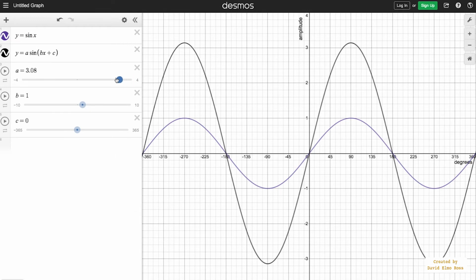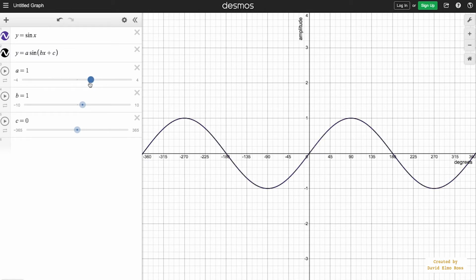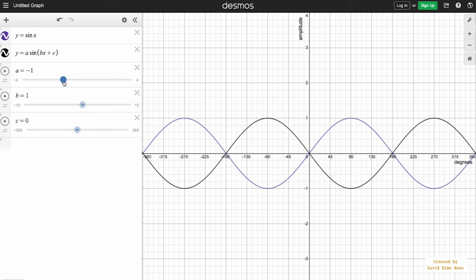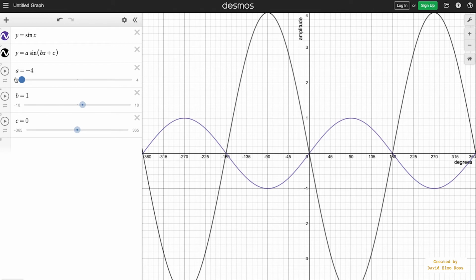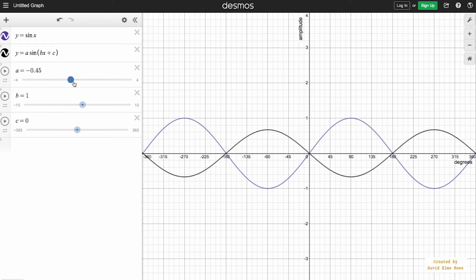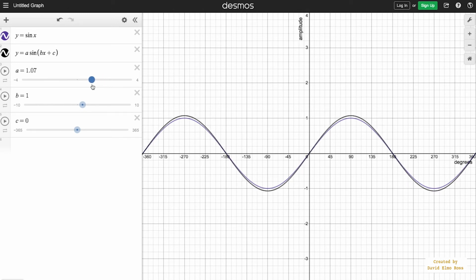As we reduce this back to 1, it ends up being exactly the same waveform as before. But if we go in this direction, we're decreasing our amplitude right down to 0, where it is flatlined. Then if we continue on, our amplitude is increased but 180 degrees out of phase. You can see that again it goes minus 4 to plus 4. Let's put this back to 1 and see what the other sliders do. Now b equals 1, everything lines up again.